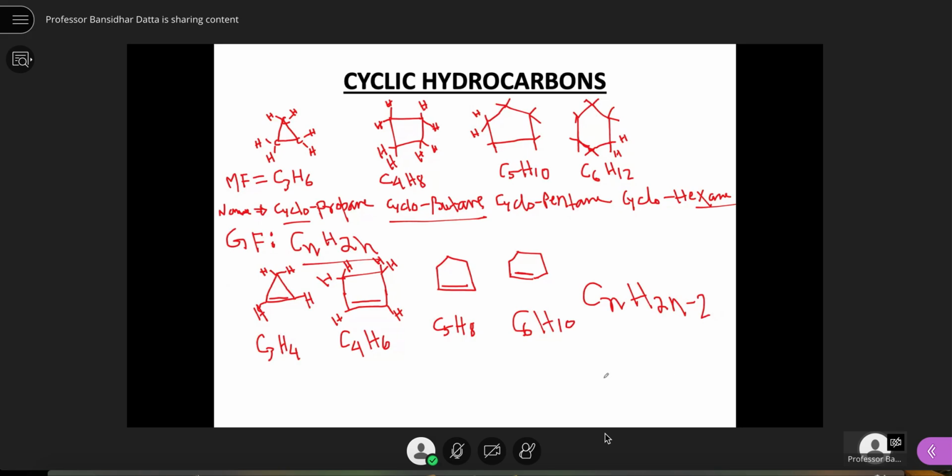That is absolutely right. The last one. We didn't give the name. What's the name of this? The C3H4. Don't forget to use the cyclo. Cyclo what?